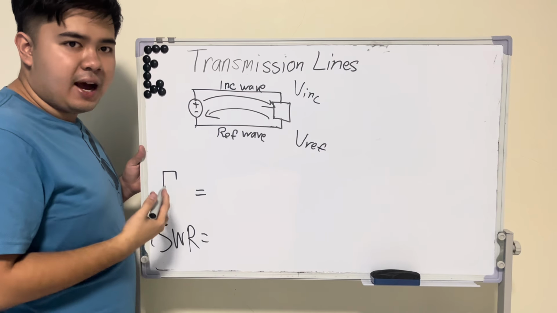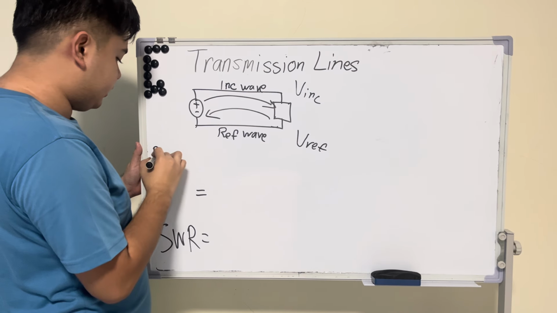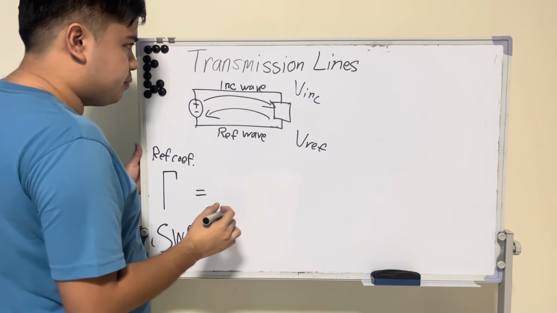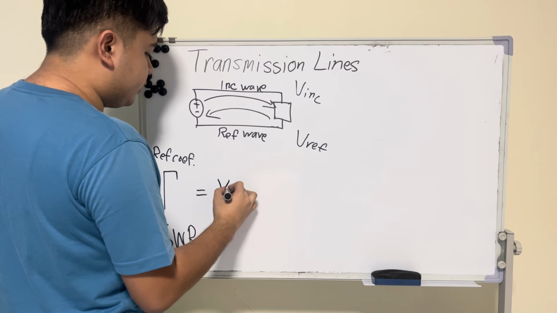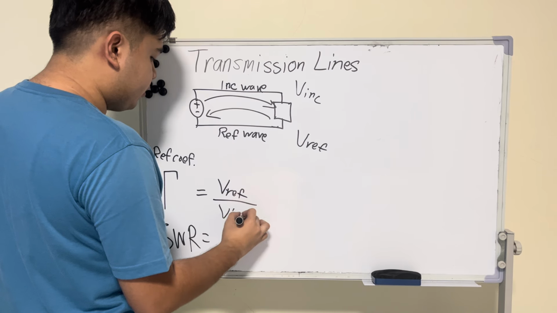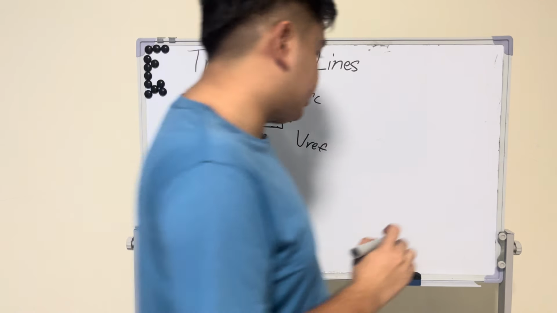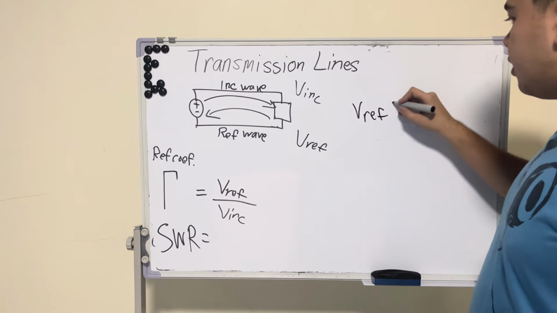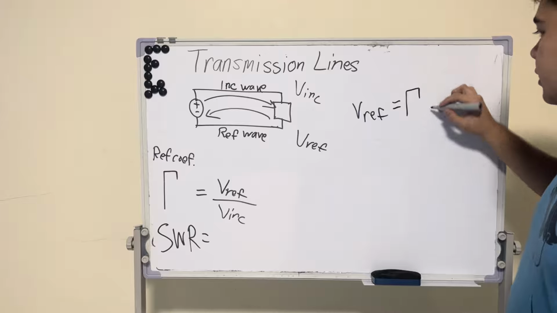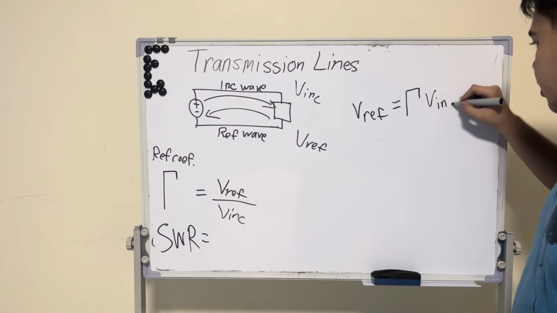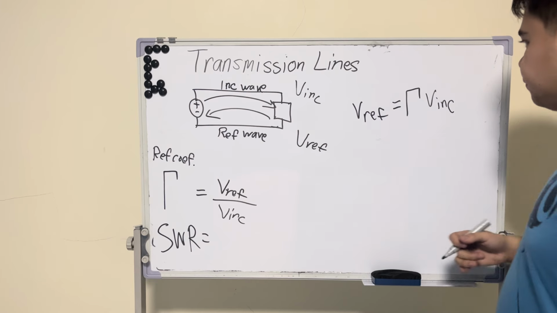This first one, the gamma or the reflection coefficient, will be the ratio between the reflected wave divided by the incident wave. It's called the reflection coefficient because in order to find the reflected wave, we only have to multiply the reflection coefficient to the incident wave, or the wave that we sent.